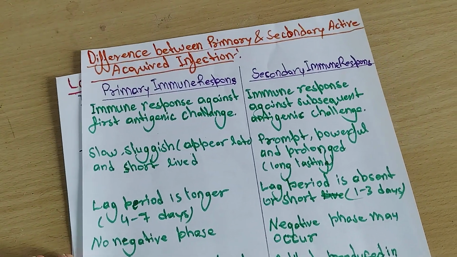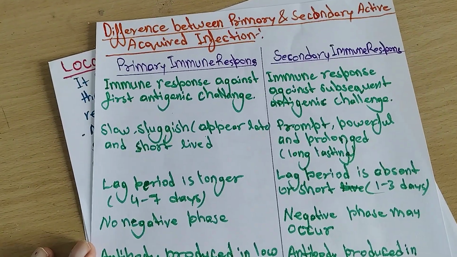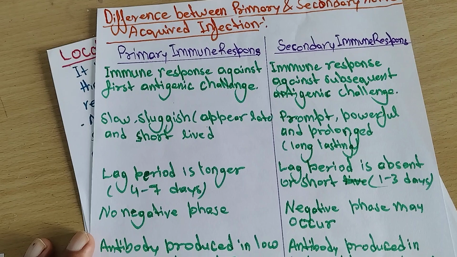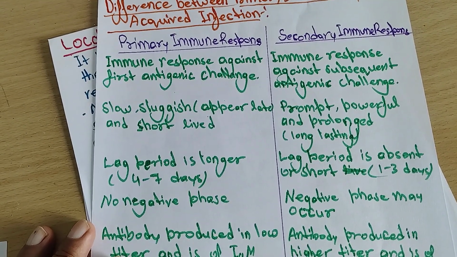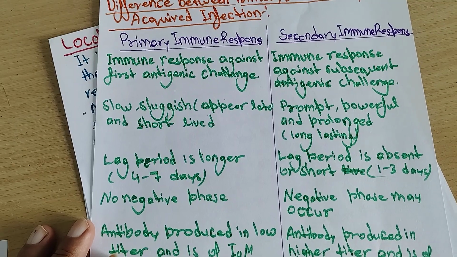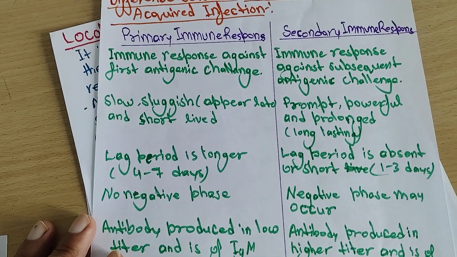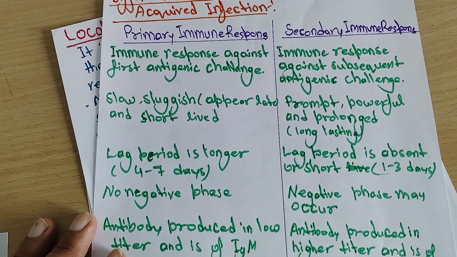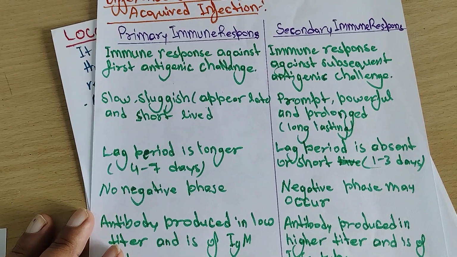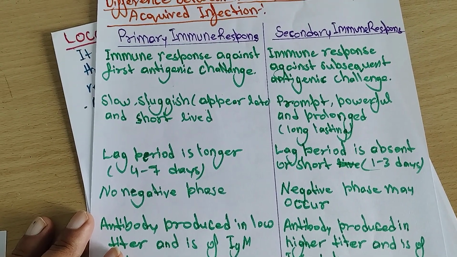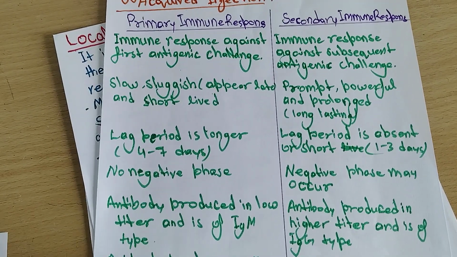Primary and secondary immune response. Difference between primary and secondary immune response. Primary immune response is against the first antigenic challenge. Secondary immune response is against a subsequent antigenic challenge, meaning a second-time infection by the same antigen. Primary immune response is slow, sluggish, appears late and is short-lived. Secondary immune response is prompt, powerful, prolonged and long-lasting.